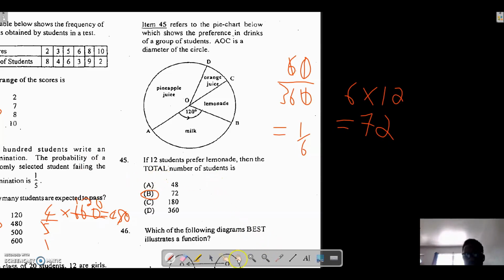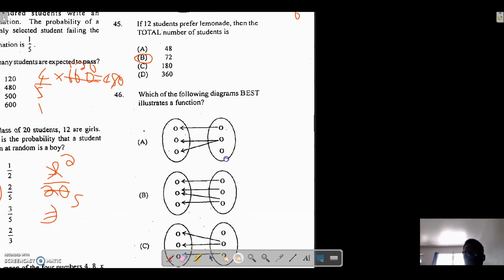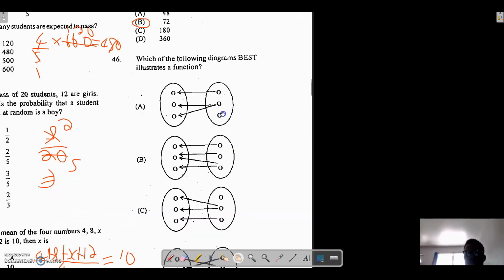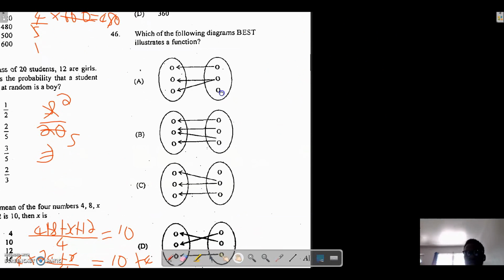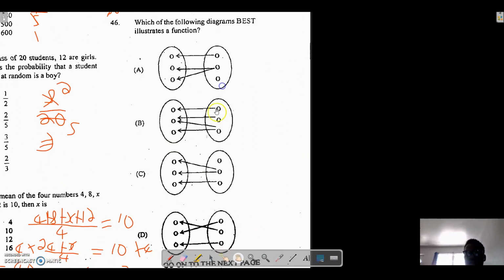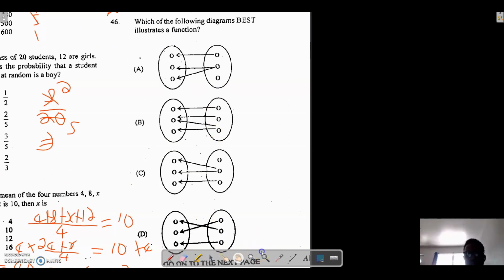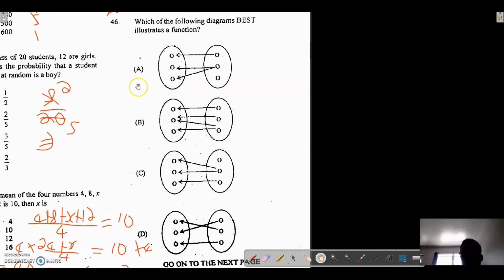Alright, moving down. And of course, you could have also used the concept of ratio. So it works pretty much the same way. The 46. Which of the following diagram best illustrates a function? Now, there are two things that constitute a function, or two types of relation. It's either a one-to-one or a many-to-one relation. Good. So let's look for that function. So we're either looking for a one-to-one or a many-to-one.